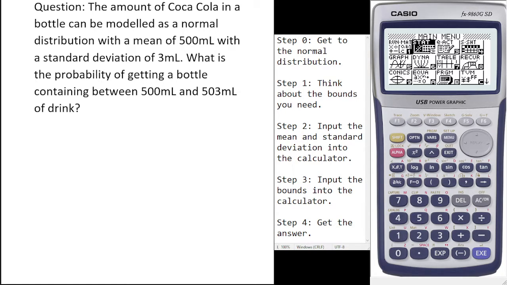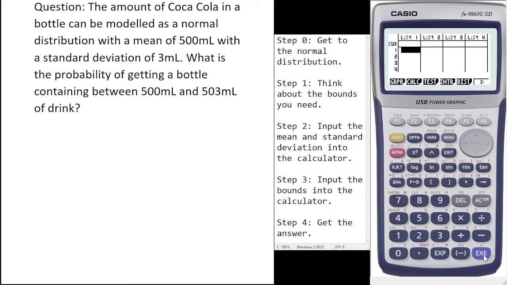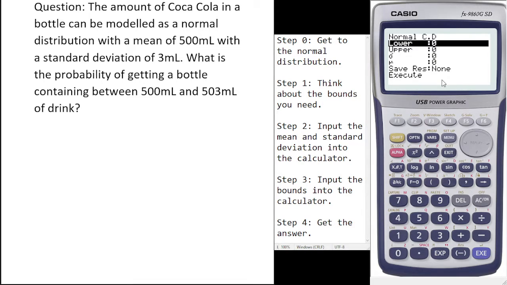First things first, we need to get to the part where we can get the normal distribution data out of our calculators. So you want to go to the stats menu there, click EXE, and then go to distributions here, which is your F5, click that, and then normal distribution, which is your F1, click that, and then NCD, which is your F2, click that. Now you're in this menu.